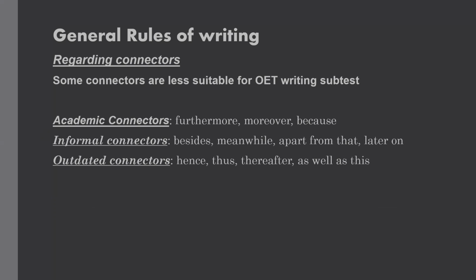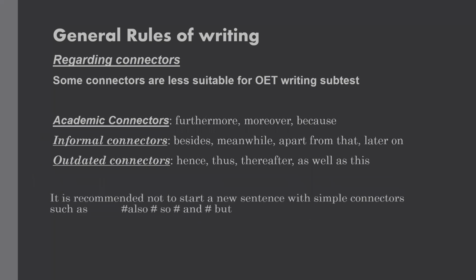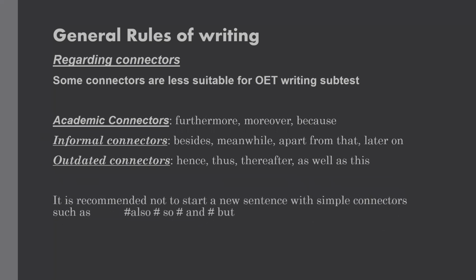Then the next thing that I would like to talk to you about is some other connectors. So, and, but, you can use these, but try to minimize the use of these connectors, and definitely make sure that you are not using them at the beginning of a sentence. You are not supposed to start a sentence with also, so, and, but. I hope you got it. Instead of these, you can start with additionally, therefore, however.